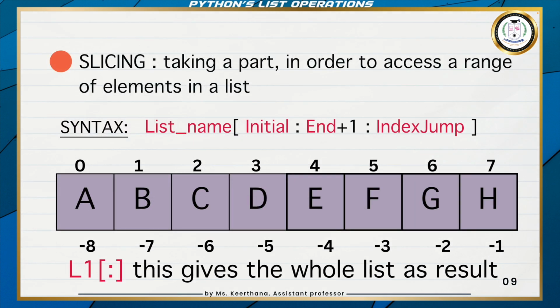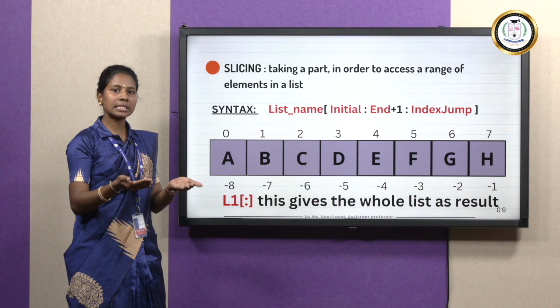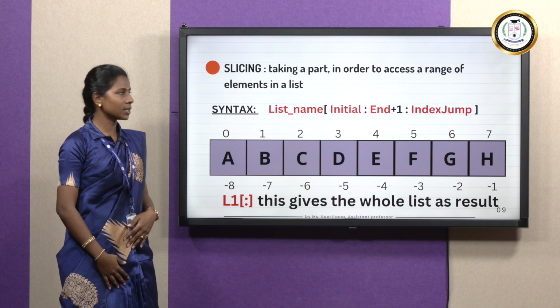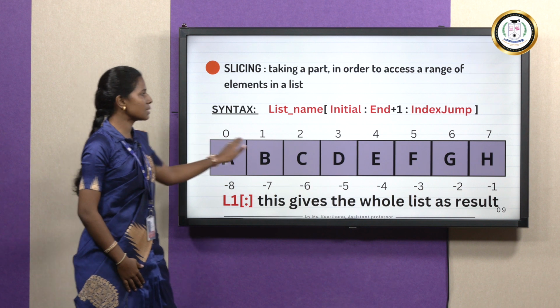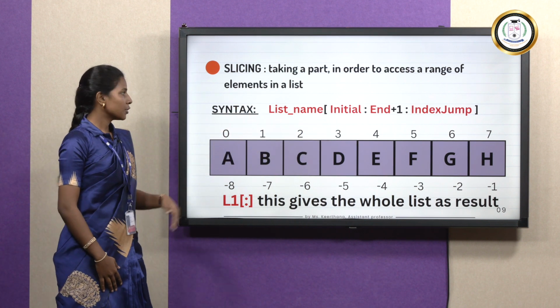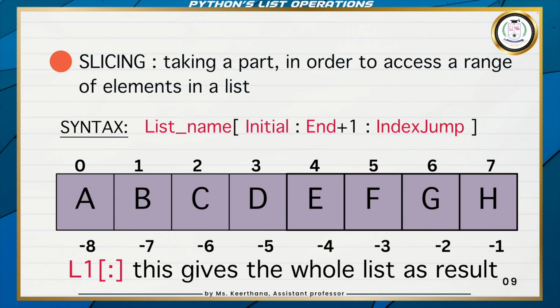The next topic is slicing. Slicing is nothing but taking a part from the list. Whenever we want to access certain elements of a list, we will slice them from the original list, and then we will do any operations on them. To do so, we will be using this particular syntax. This is the syntax for slicing the list.